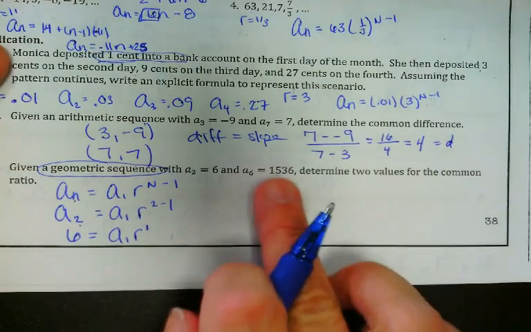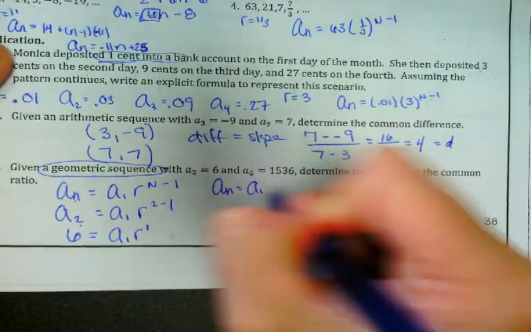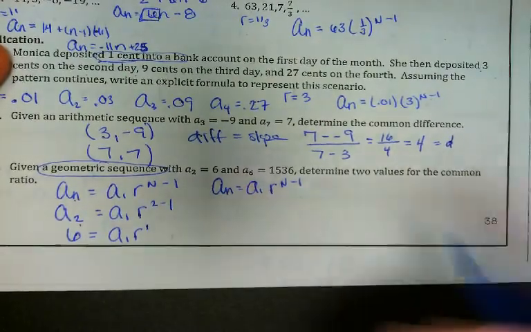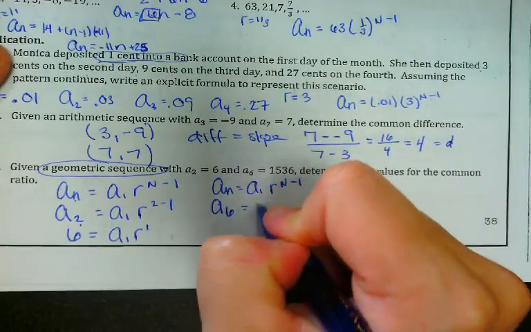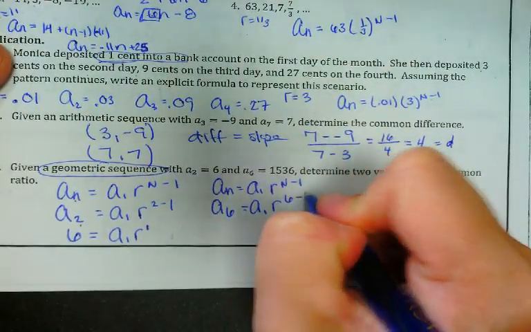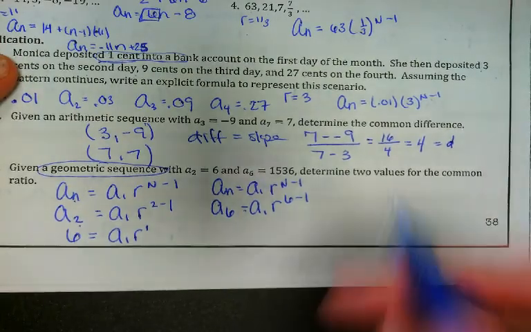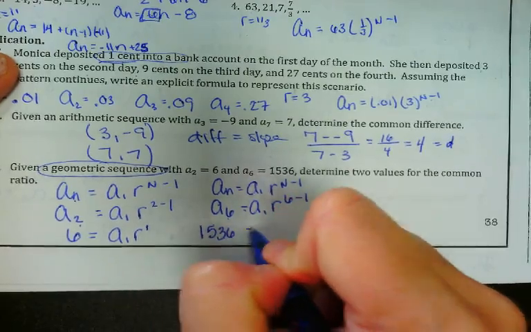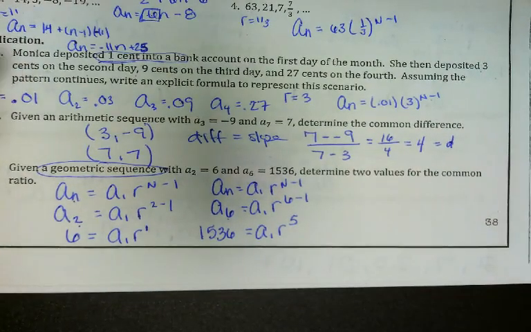I'm going to do the same thing with the second term. I'm going to start with the rule, a sub n equals a sub 1 r to the n minus 1, and I can find a sub 6. A sub 6 equals a sub 1 r to the 6 minus 1. So I replaced all my n's with a 6. And I know a sub 6 is 1536, equals a sub 1 r to the 5th.